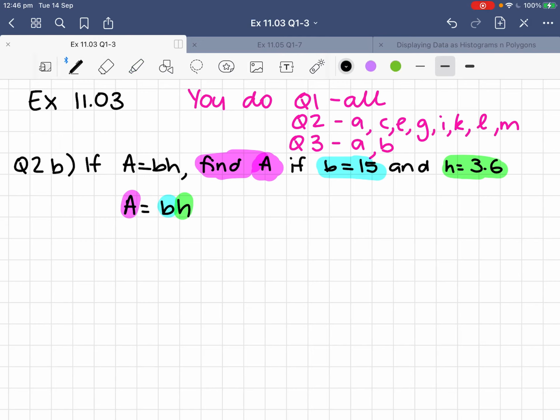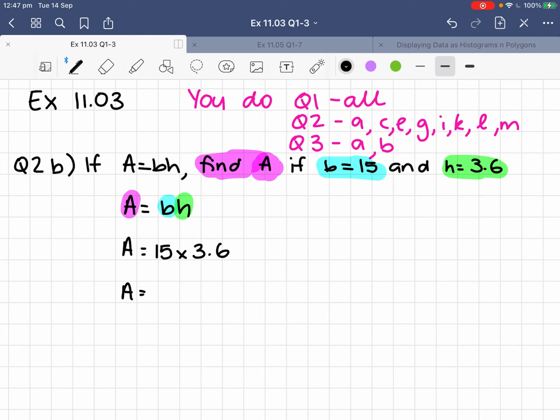Then I'm going to substitute these values into my equation. So I'll have A, we don't know what that is, so we leave it as A, equals my B value of 15, and the relationship between the B and the H is multiplication, so it'll be 15 times our H value of 3.6.